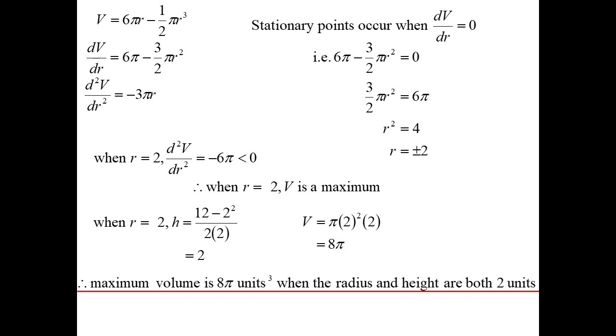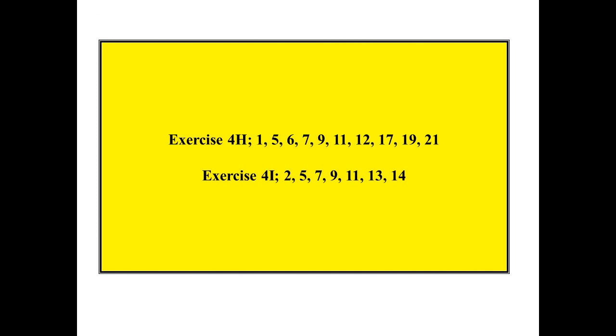So it's an unusual sort of bucket when you think about it, because it's going to be wider than it is tall, because the radius is 2, so the diameter is going to be 4. So it's going to be a strange sort of bucket. But that would give us the maximum volume. Okay, 4h and 4i.